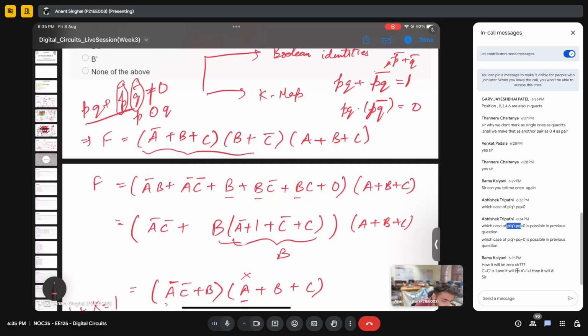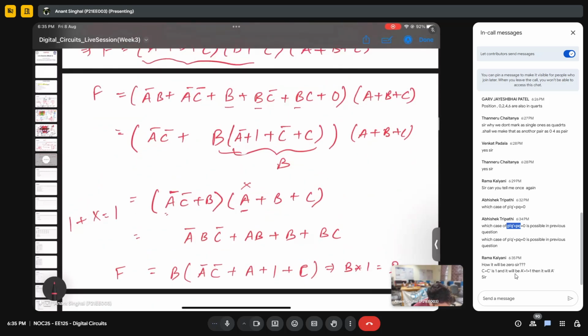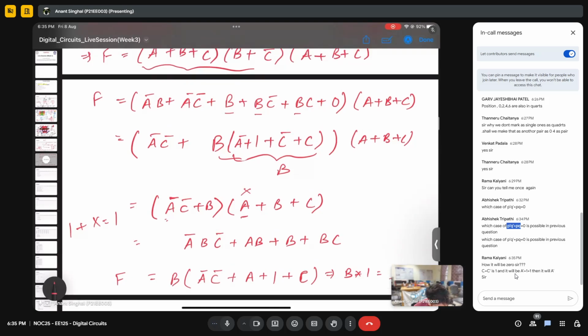Where, how will it be 0? Which term are you asking about 0? Rama, could you please clarify? C plus C bar is 1. B into A bar plus 1 plus C bar plus C, sir. Yeah, so this term I have written as b, not 0. So yeah, 1 plus anything is 1, right? So b multiplied by 1 is b. So this I have written as b and not written it as 0. Is it clear now?